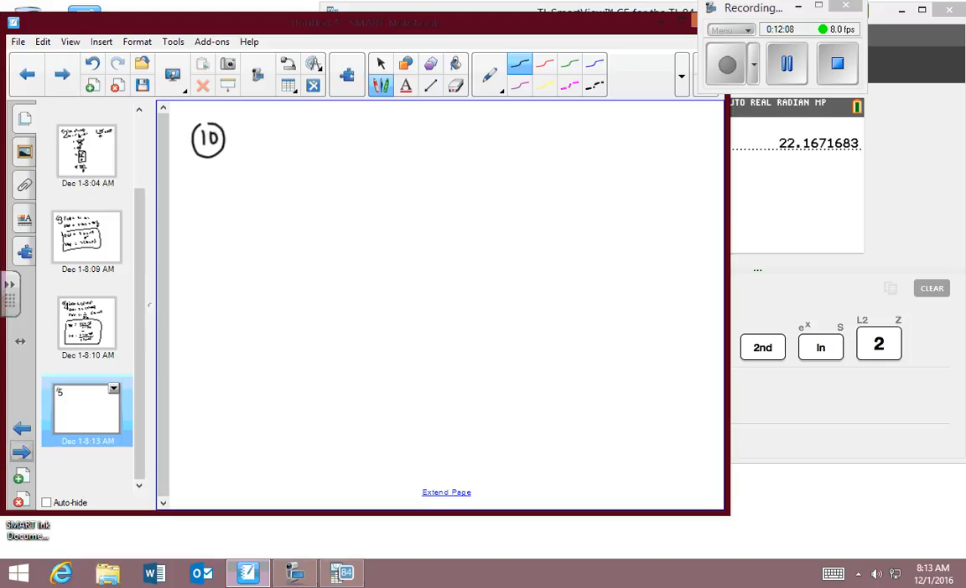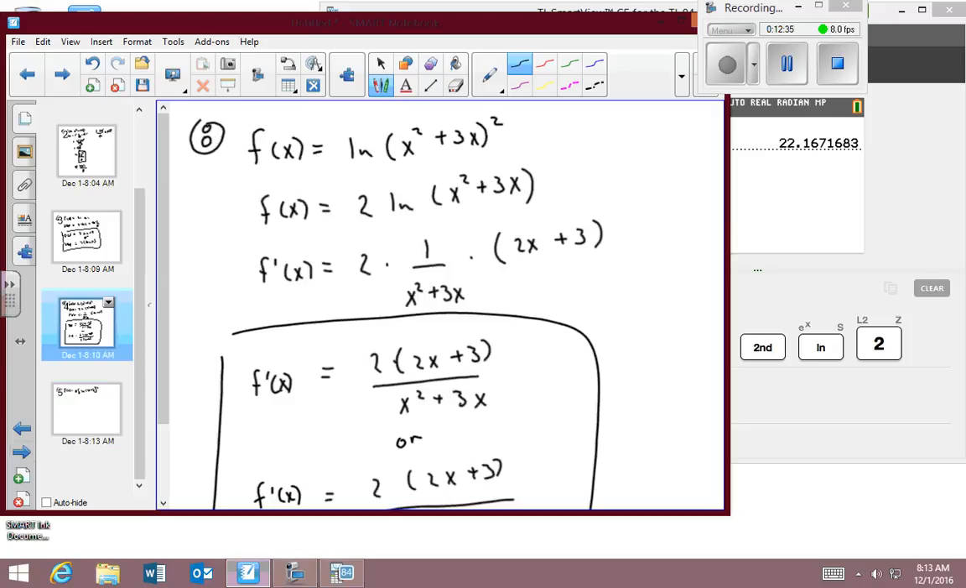Number 10, it's f of r equals 5 ln of (2r minus 1) to the 6th power. Now, I want you to note that that 6th power in this one is different than this. Do you see that?